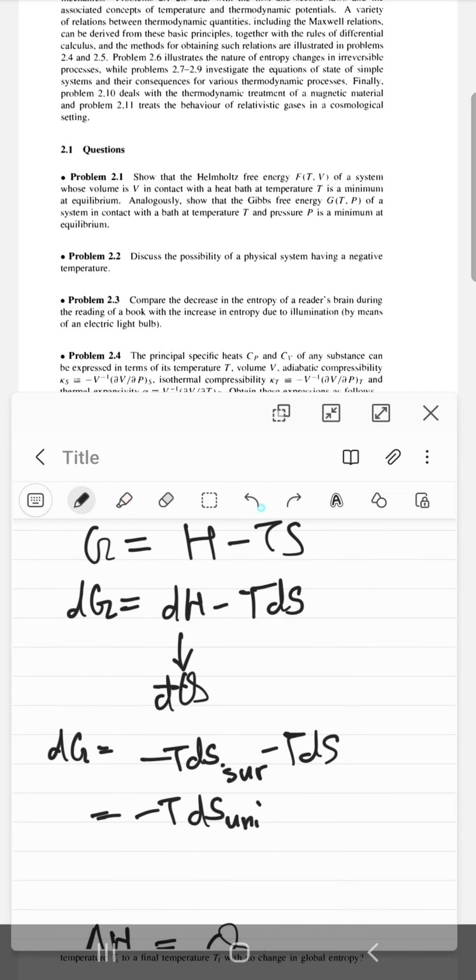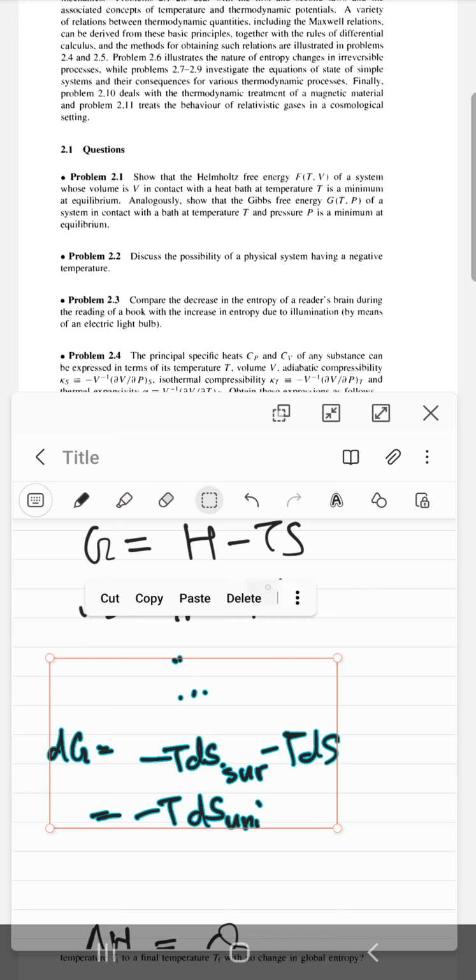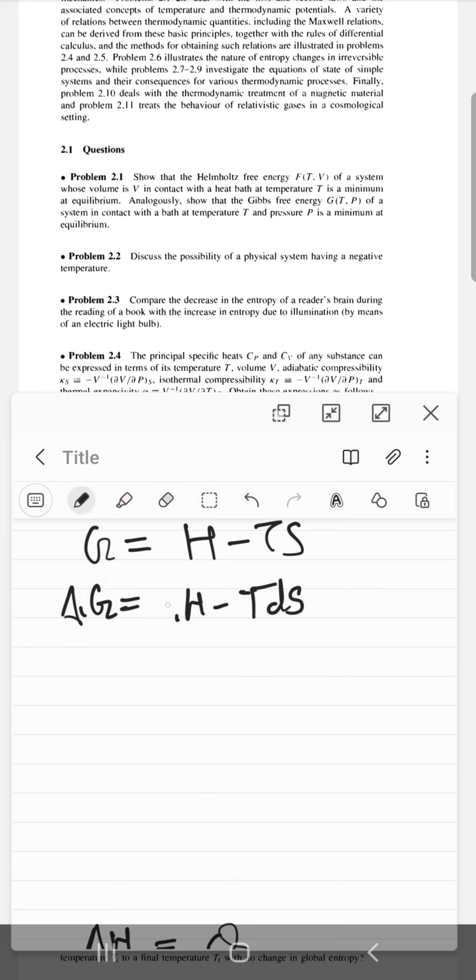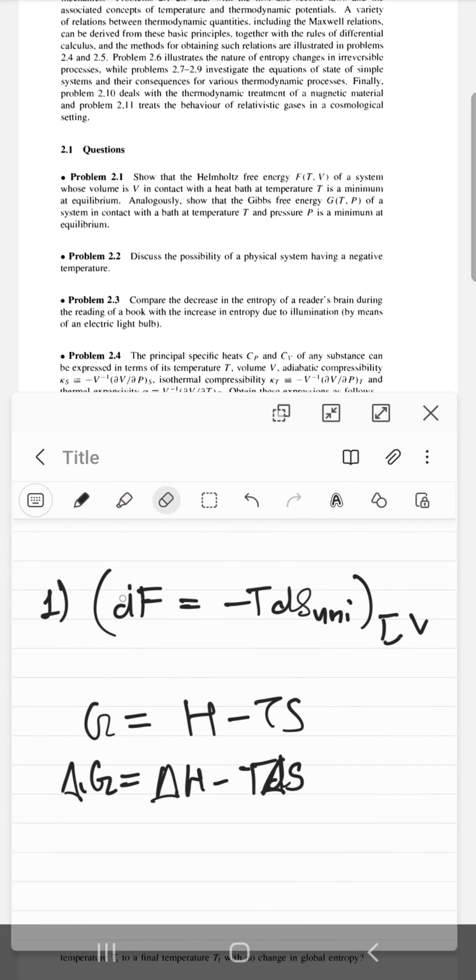In fact, we probably don't even need to write differentials at this point. We can directly just write the changes and not care about anything. Yeah, that's actually a good idea. So that's pretty much the thing. And over here as well we should just directly be writing that delta F is just minus T delta S universe at constant temperature and volume.